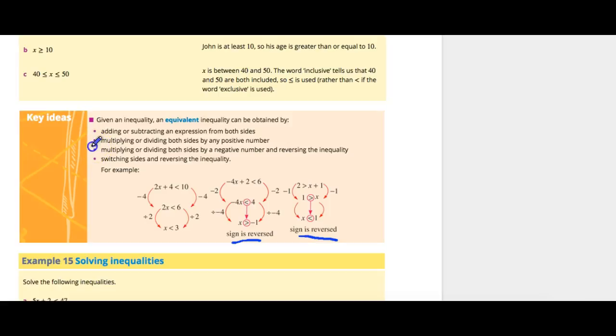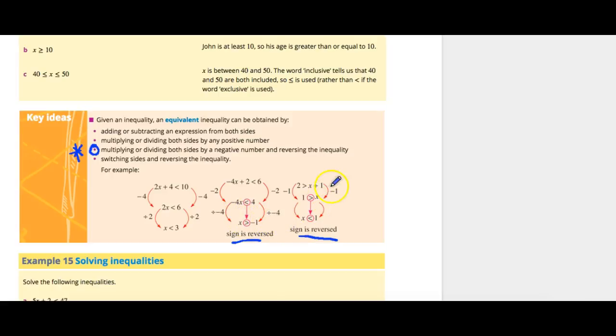This one here is important, so I'm going to put a little star there. It might be a good idea to put these two examples there. When you multiply or divide by a negative number, your inequality changes direction. You can see here that we've divided by -4, so the inequality has changed direction.